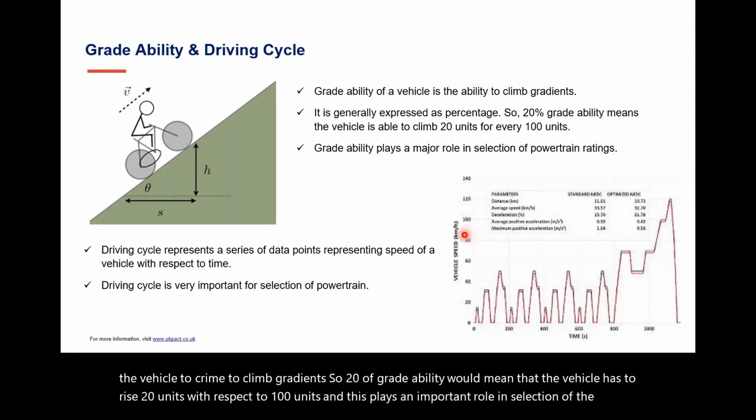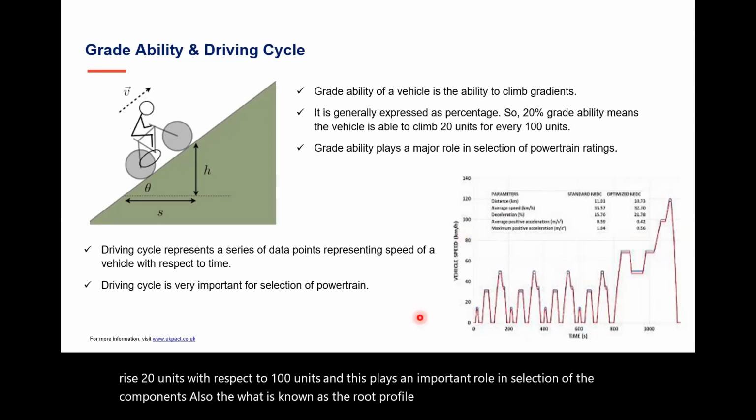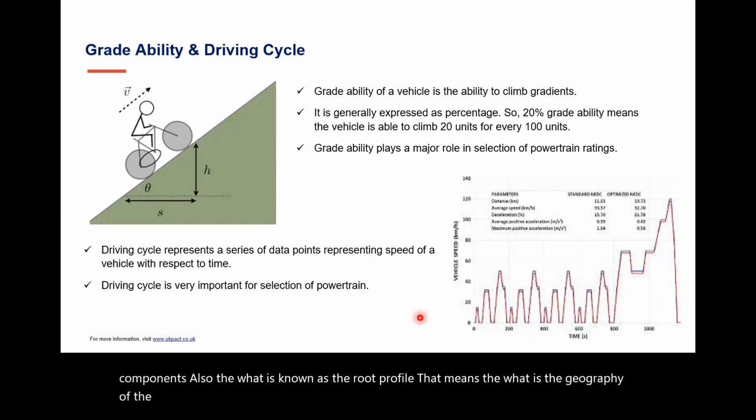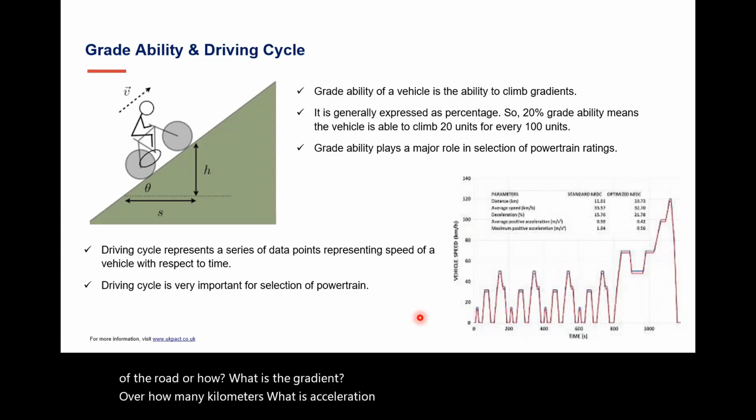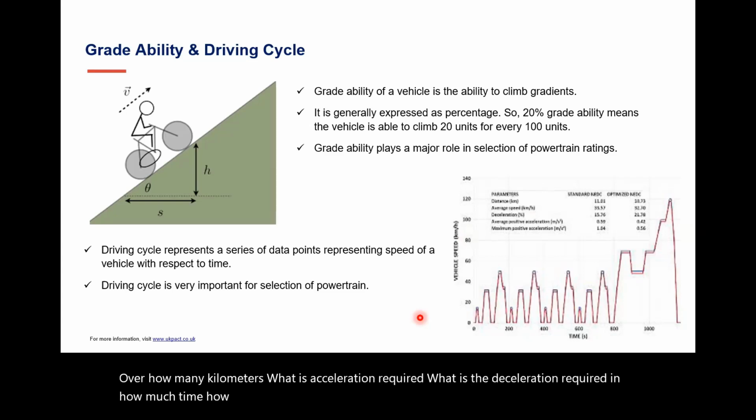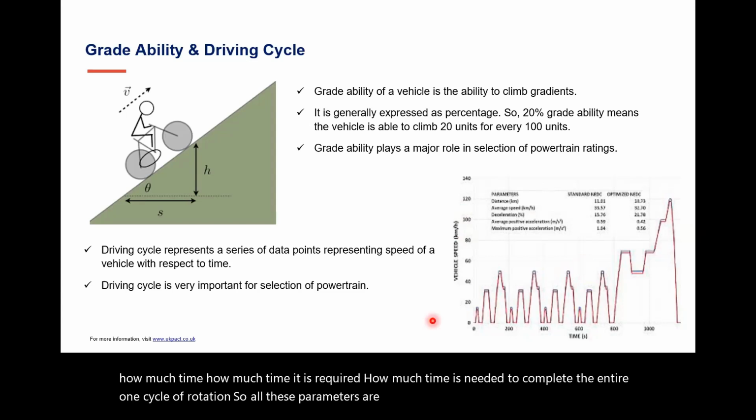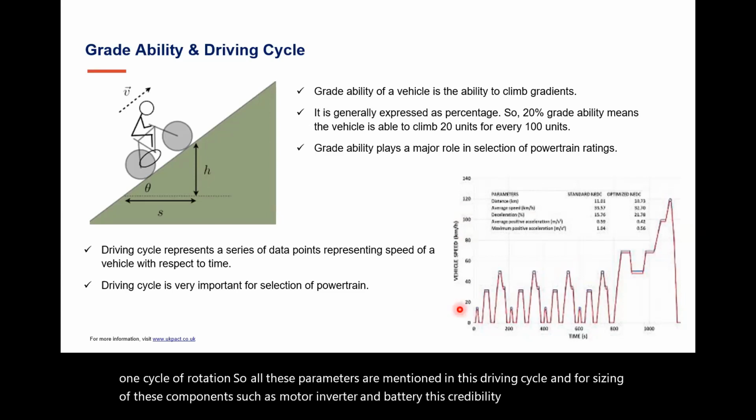Also, what is known as the route profile. That means what is the geography of the route, what is the gradient over how many kilometers, what is the acceleration required, what is the deceleration required, in how much time it is required, how much time is needed to complete the entire one cycle of rotation. So all these parameters are mentioned in this driving cycle, and for sizing of these components such as motor, inverter, and battery, this gradability as well as route profile must be known.